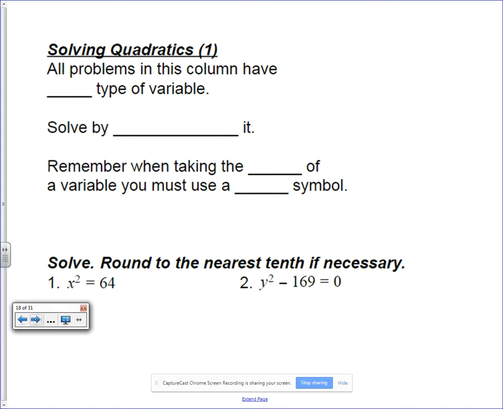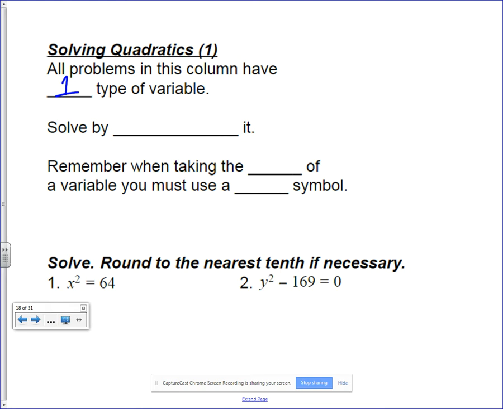All problems in this column have blank type of variable. Look down there. How many types of variables do all of those have? They all have one type of variable, meaning they either only have x's or they only have x squareds. They don't have like both of those in the same question, do they? No, it's either just an x or just an x squared.